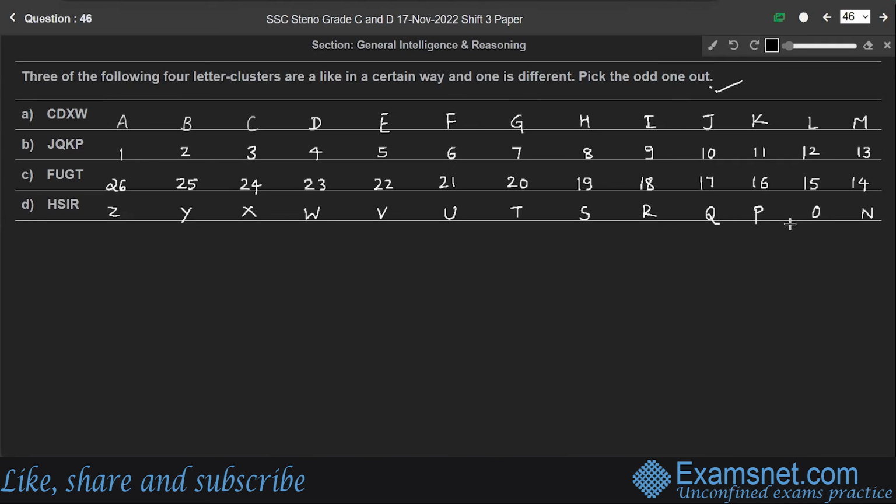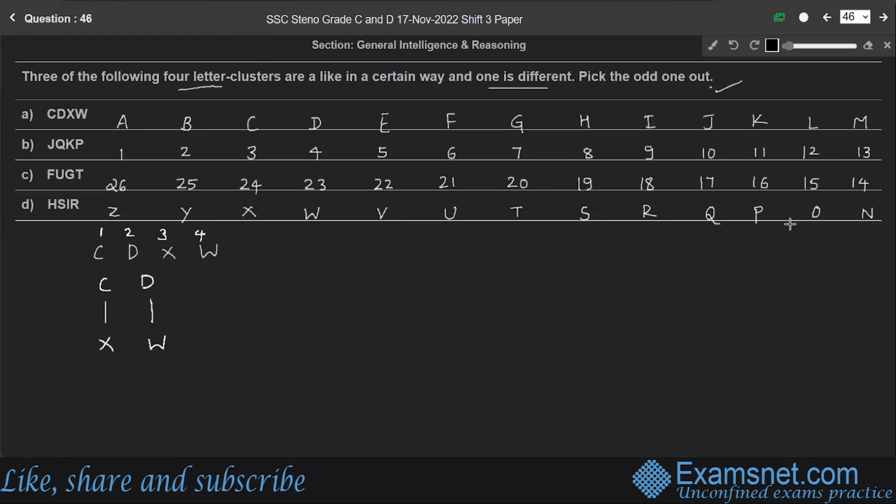Question 46. Three of the following four letter clusters are alike in a certain way and one is different. Pick the odd one out. Here, the first cluster is CDXW. C is the third letter according to its positional value, D is the fourth one, where X is the opposite letter of C. So if you consider CDXW as 1, 2, 3, 4, the first letter is the opposite of the third letter, and the second letter is the opposite of the fourth letter W.